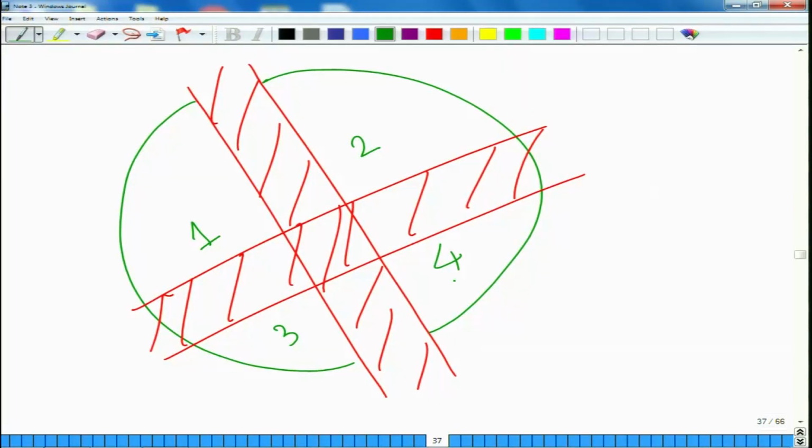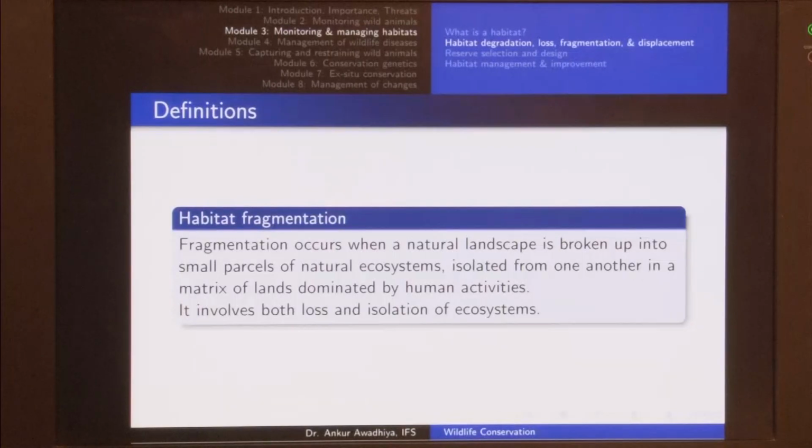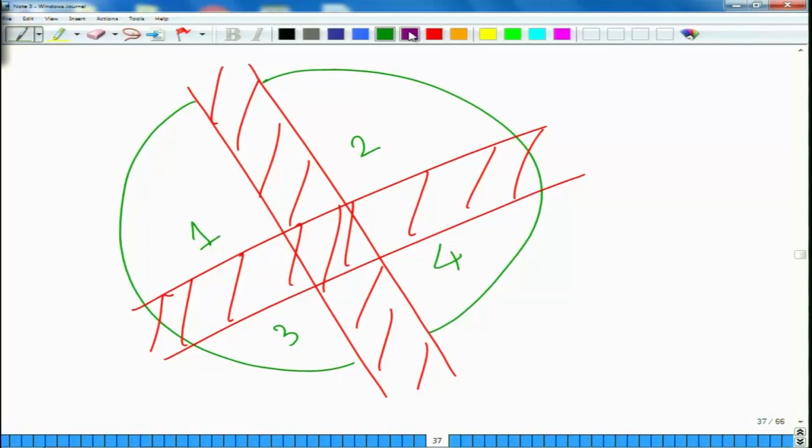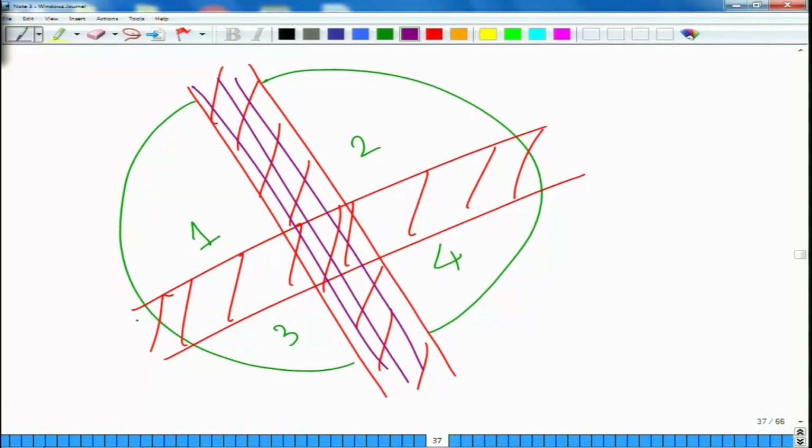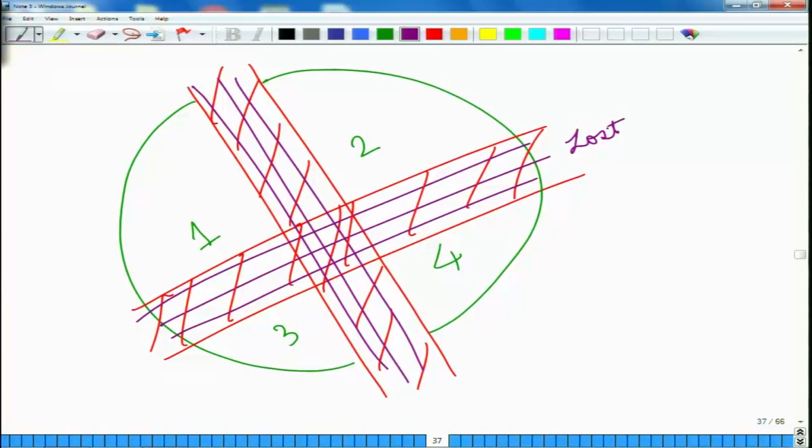So, this is the process that is known as habitat fragmentation. It involves loss of ecosystems and also isolation of ecosystems. So, basically this area that earlier was a forest is now lost. These areas have been lost, and this area, let us call it, represented in yellow, which was earlier a part of a connected ecosystem, is now an isolated system. So, why isolated?